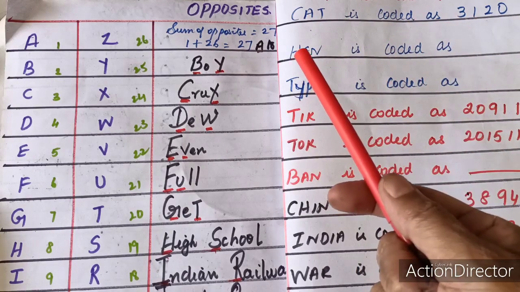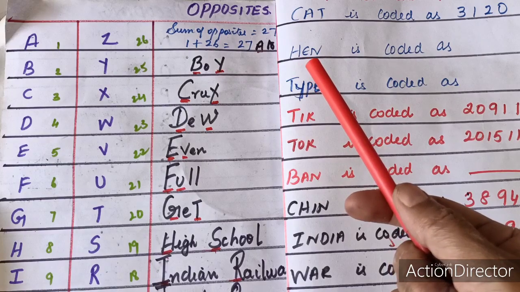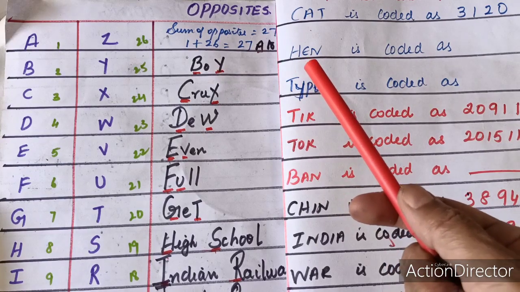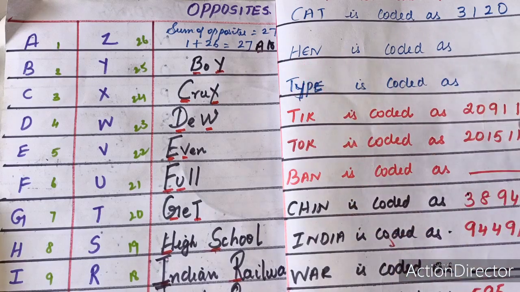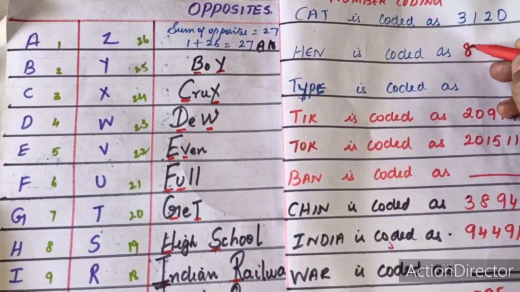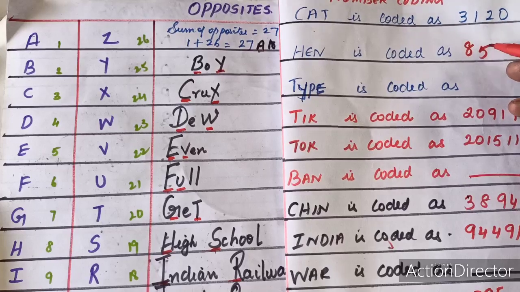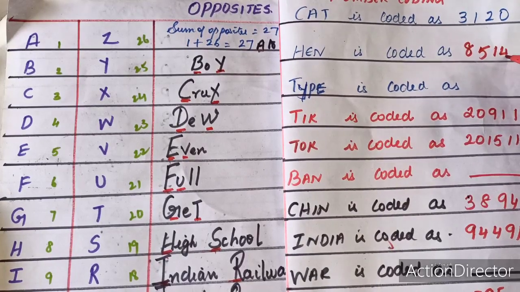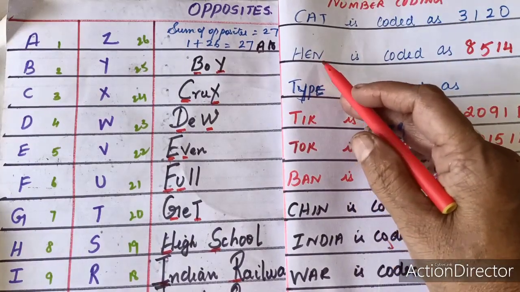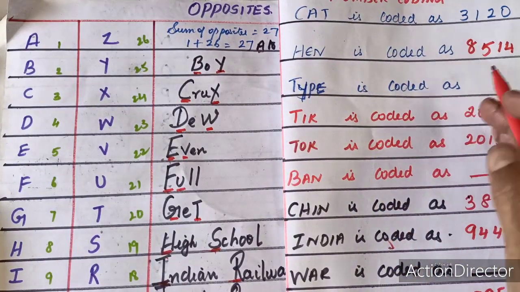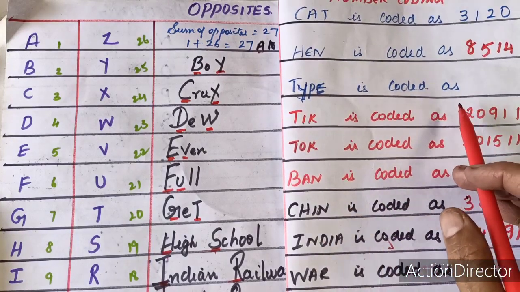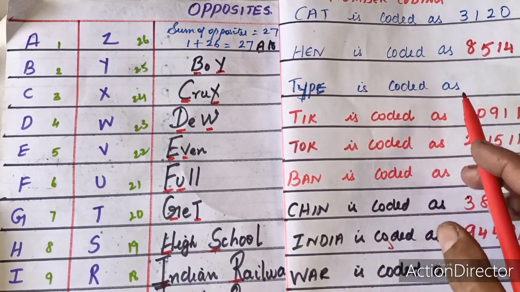In the same way you have to find the alphabet coding, number coding for hen. So what is the number for H? It is 8. And for E it is 5. And for N you remember it is 14. How is N remembered? In the way of 4, so it is 14. In the same way you have to find out the answer for type. Find out the answer and write it in your comment section.